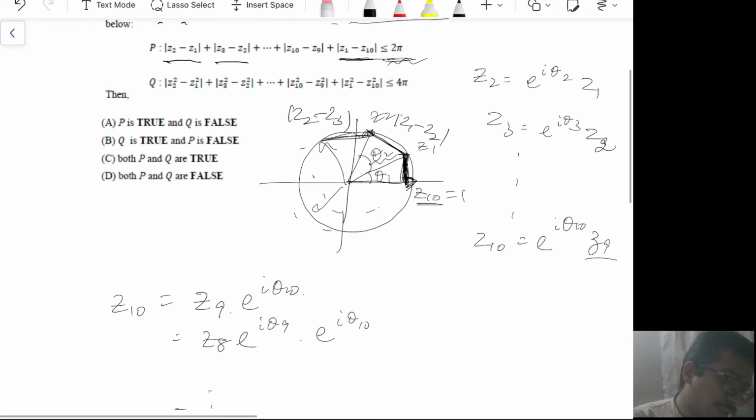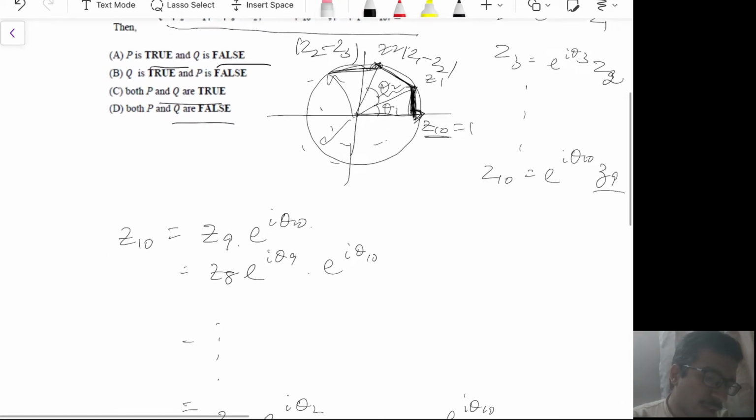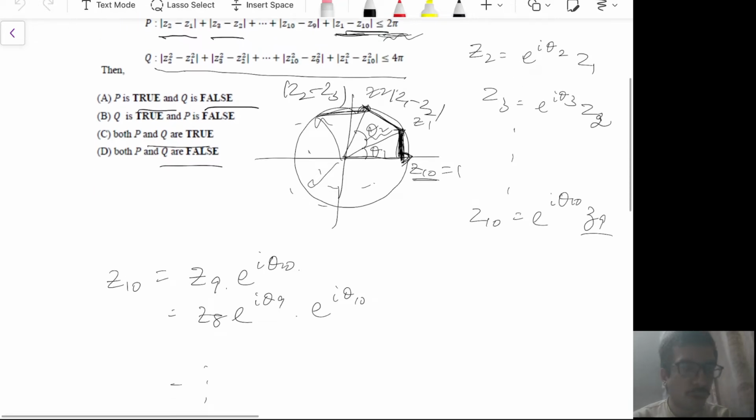So there are two similar assertions, P and Q. In Q we have something similar to P, but now the complex numbers are replaced by the squared values, and we need to tell which one is true and which one is false. Okay, so let's look at the assertion P first. So here we are given the length of the chord, and the assertion states that the sum of these lengths should be less than or equal to 2 pi. So let's see whether this is true or not.